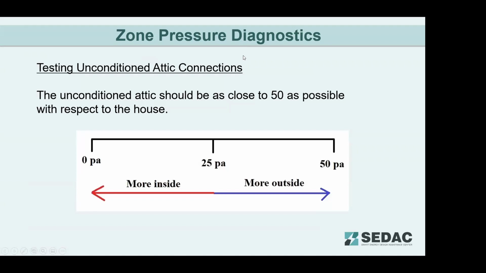You can also test unconditioned attics with a very similar test. Again, assuming it's an unconditioned attic, it should be as close to 50 as possible with respect to the house.